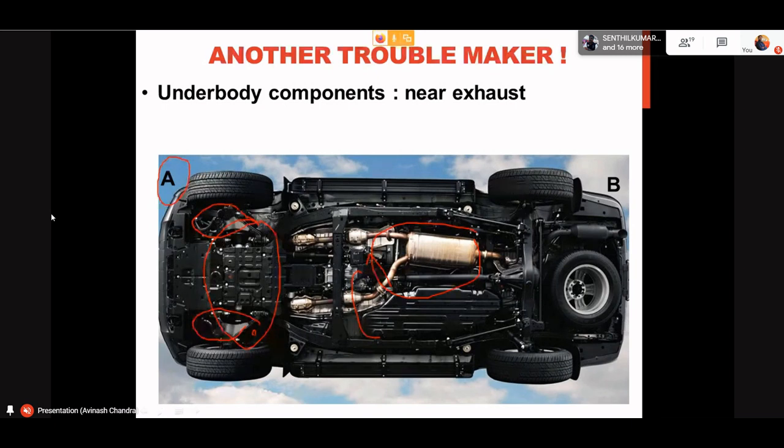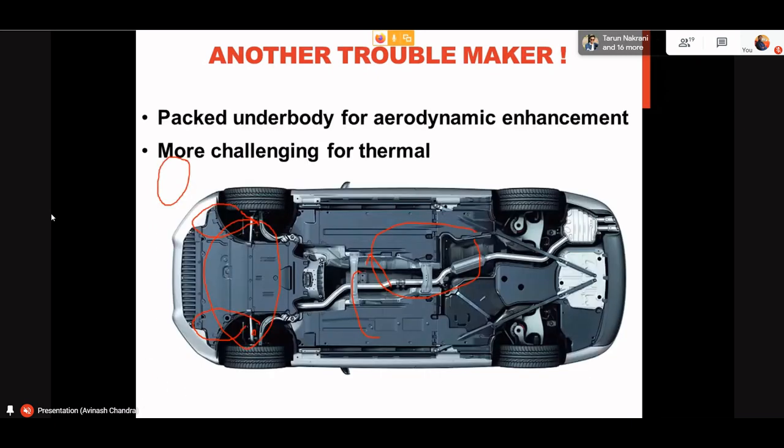Now if you see, A is the front of the body, and here this is the engine compartment down. In this area, there are a lot of uneven components and a lot of open areas. These are the suspension mounts and the A arms. There are a lot of unevenness and gaps over here, and on these areas.